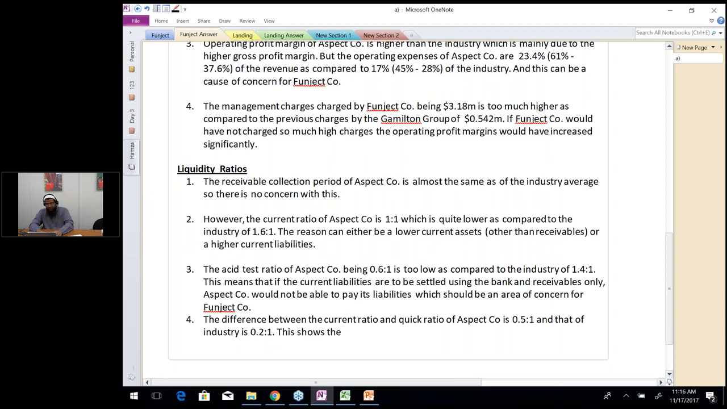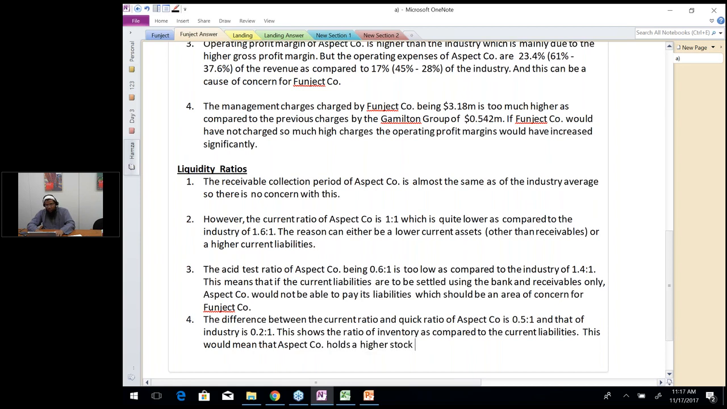This shows the ratio of inventory as compared to the current liabilities. So I would say that the inventory of Aspect company is exactly half of the current liabilities, and of the industry it is 0.2 of the current liabilities. So this means that we are holding a higher stock. This would mean that Aspect company holds a higher stock as compared to the industry.